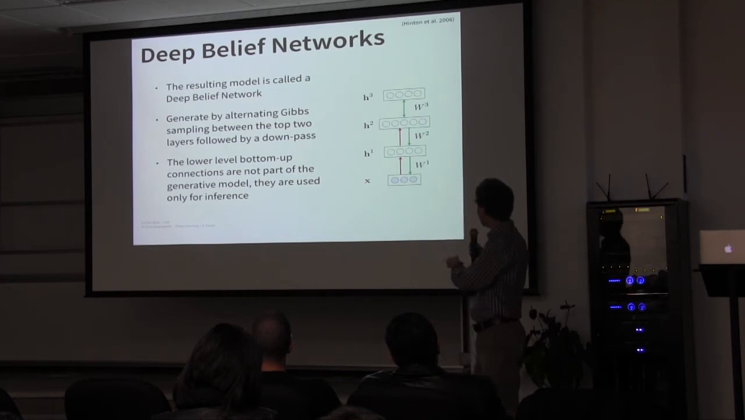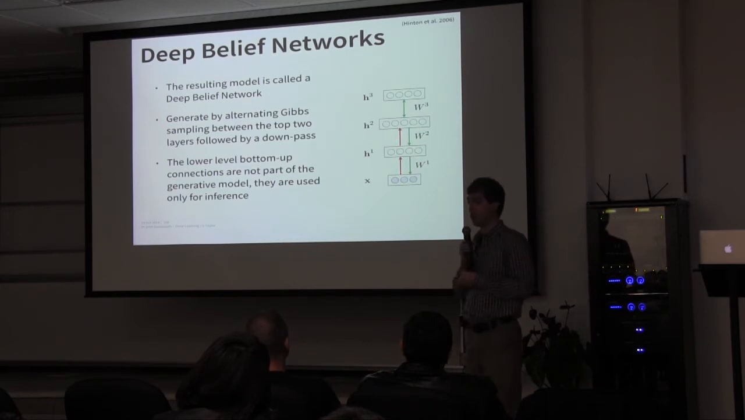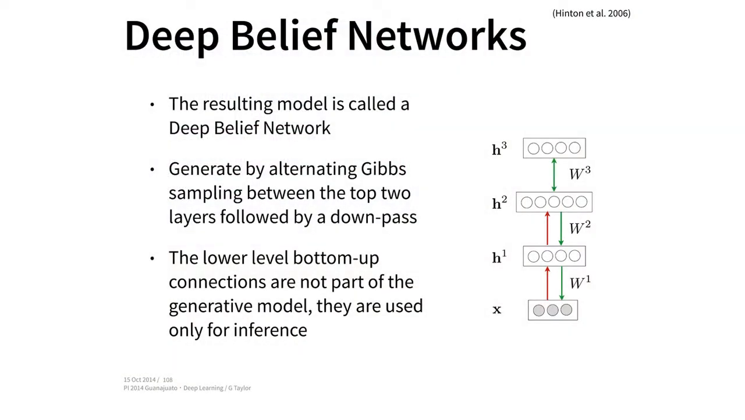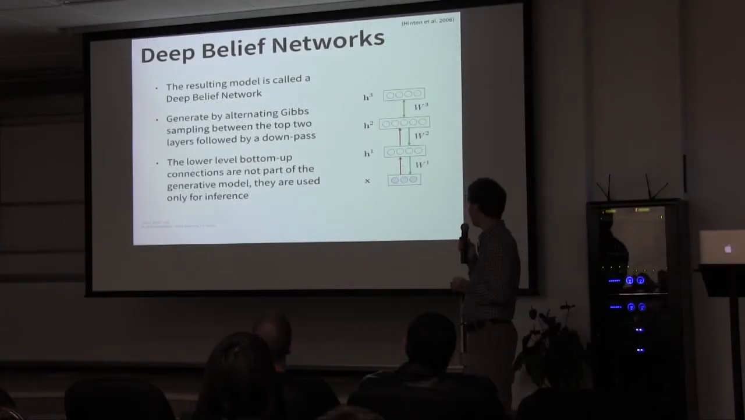Essentially, when we do inference in a deep belief network, we use a separate set of inference connections. So these red connections here, if you're familiar with generative models, are not part of the generative model. The generative model is just the green connections. Do some sampling in these layers, and then go down and then down. Okay, that generates a sample from the model. However, to generate representations from data, we have to use these red connections to go upwards.